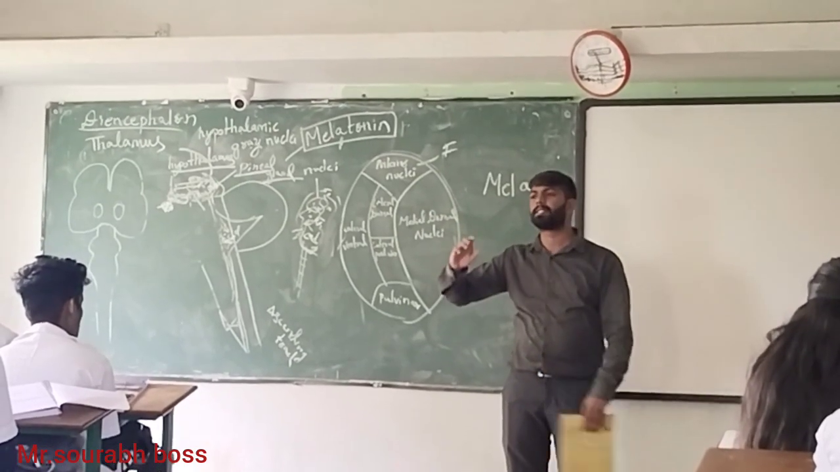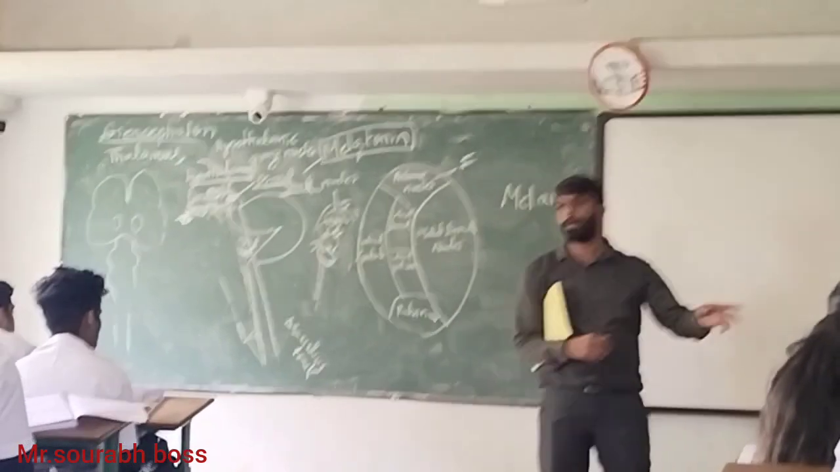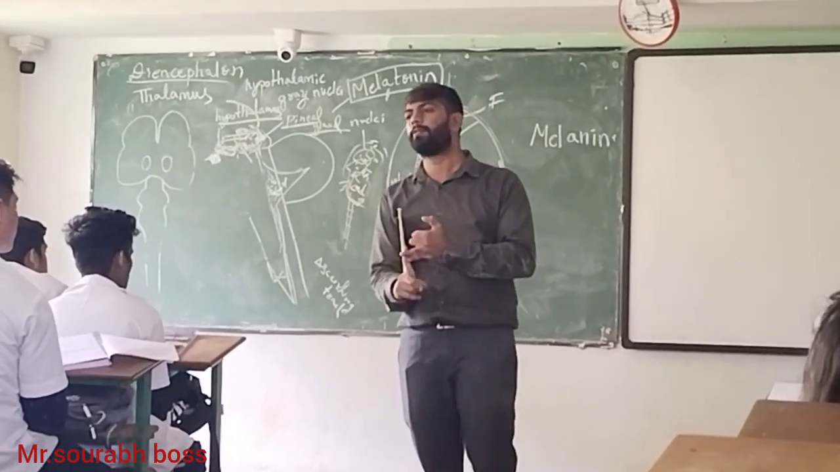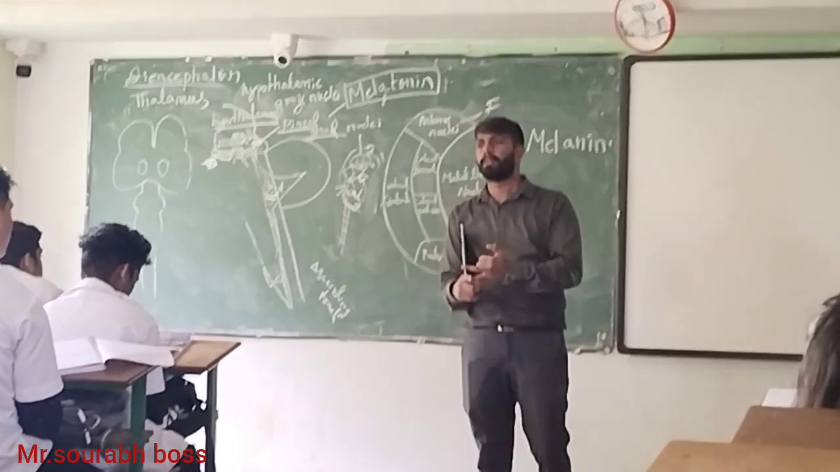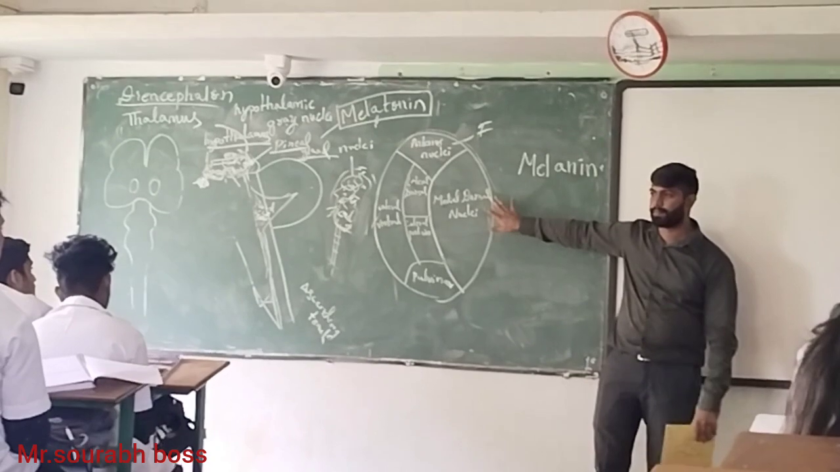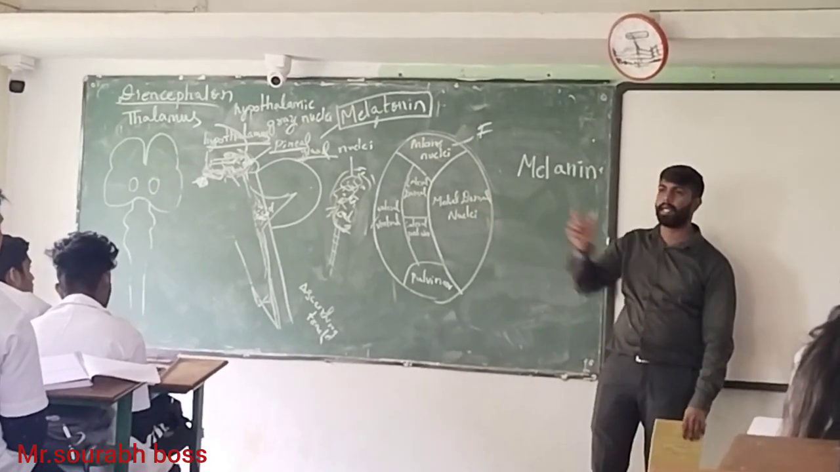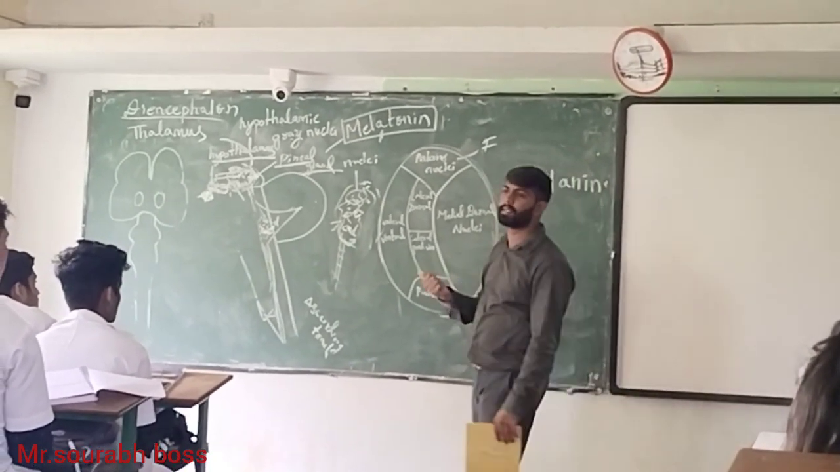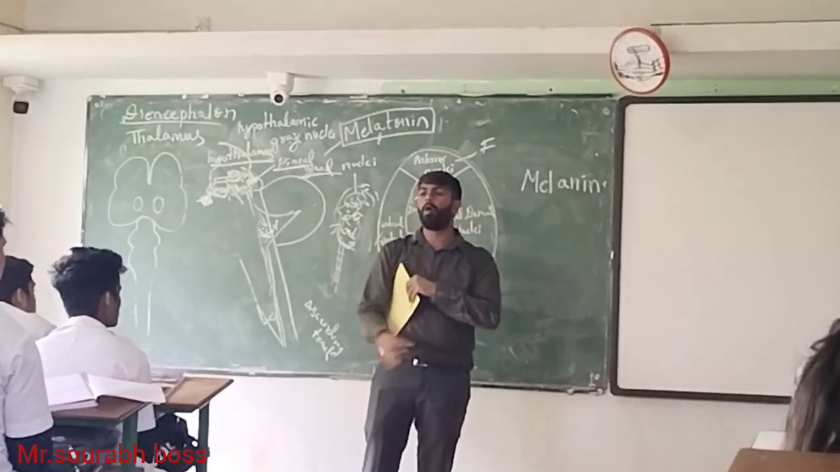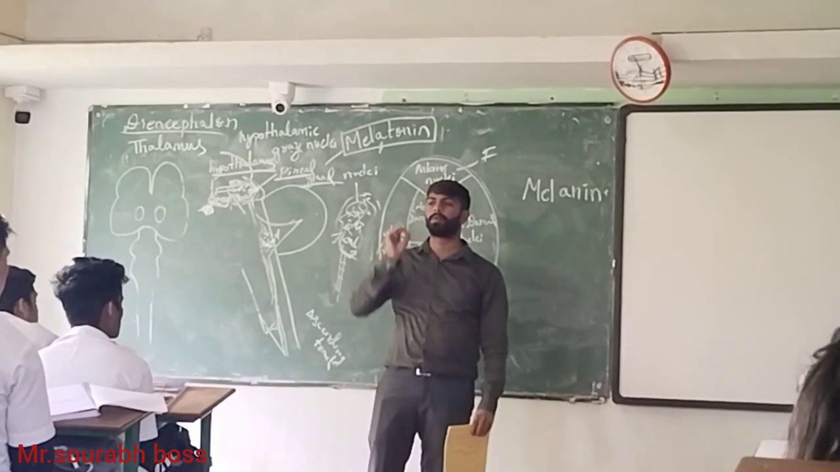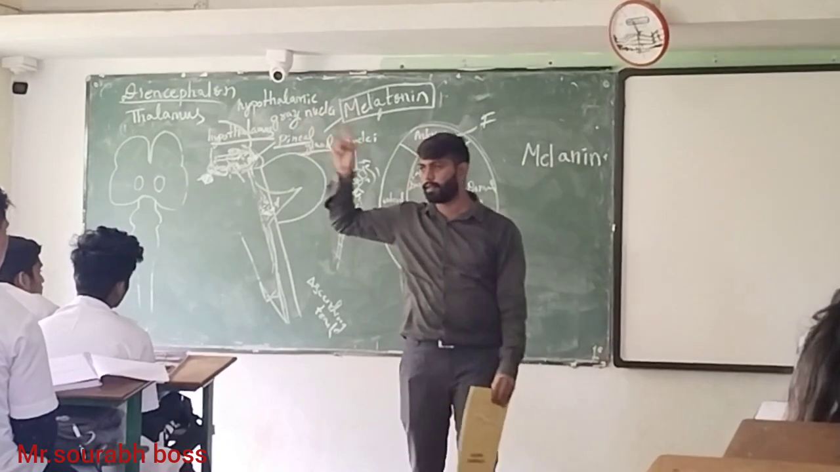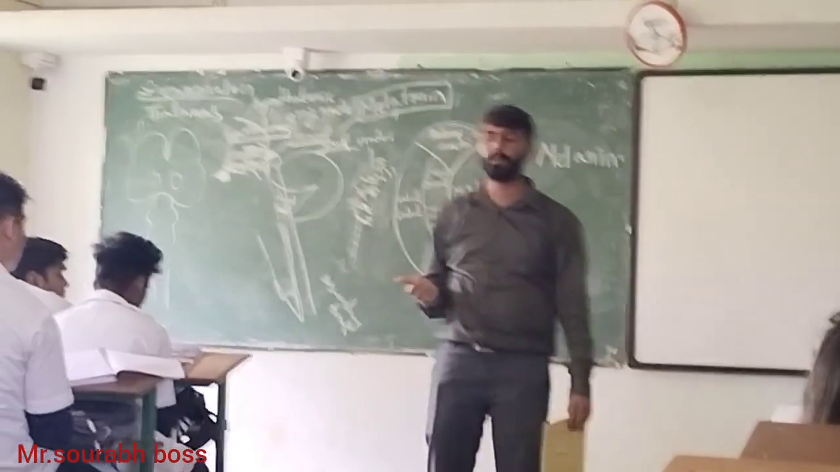Or they will tell some of the functions you can write. It helps for the integrating for the motor function. It helps for the integrating for the sensory function. This is all just functions, but the main function is relay center. Don't write gateway and all. Acts as a relay center. So it acts as a relay center where all the sensory impulses pass through the thalamus and get distributed into the different areas. Like that you need to write.